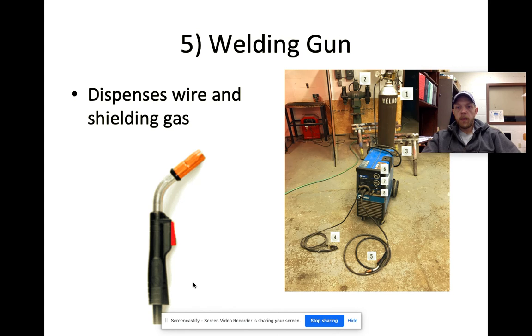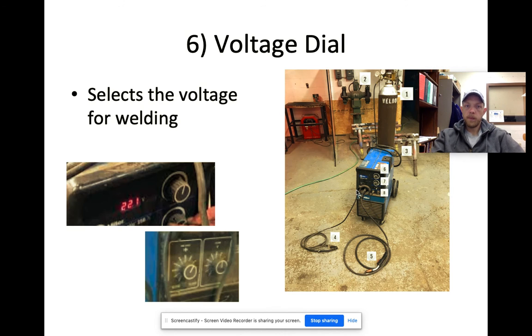Number 5, we have the welding gun. We're going to talk about the welding gun in greater detail tomorrow, but this dispenses wire and shielding gas. So what we have are just some different parts, and it plugs into the front of the machine. We'll go through how we get that wire and what that process is tomorrow.